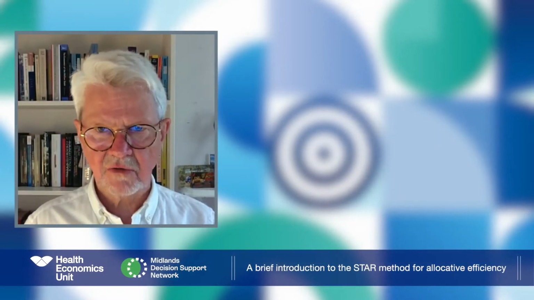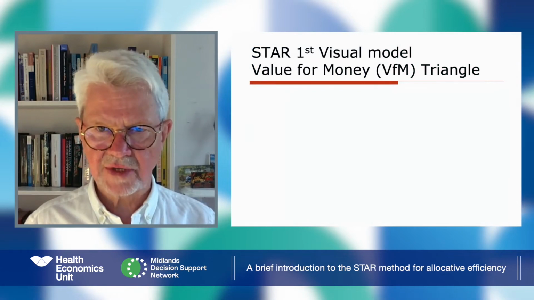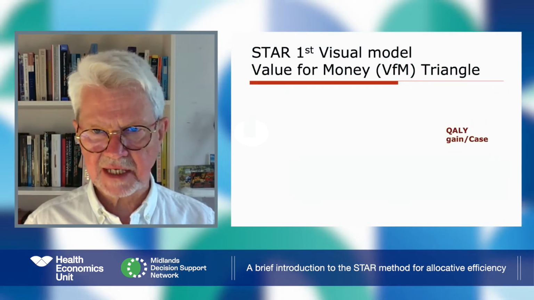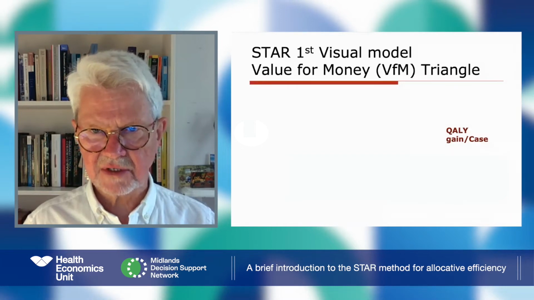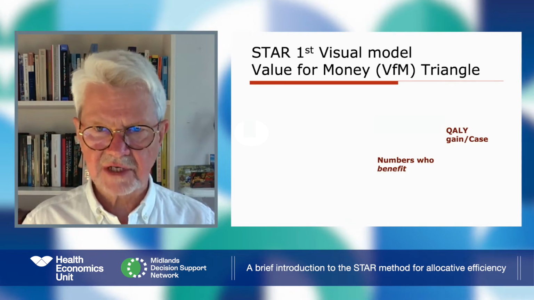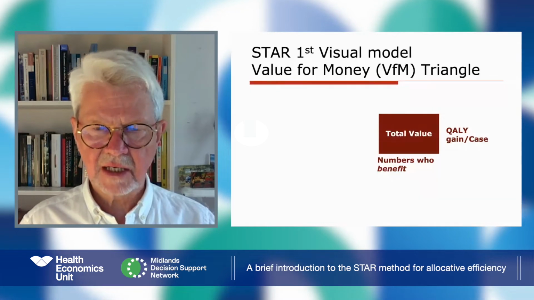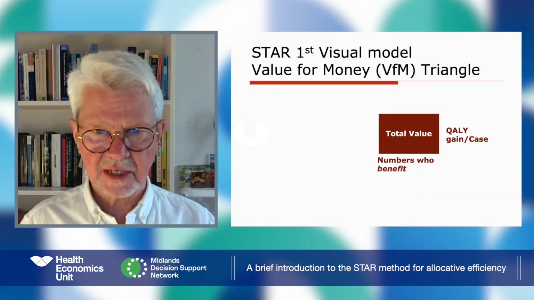And to do that, we've developed two visual models. The first visual model is what we call the value for money triangle. A key element in looking at value in a care pathway, of course, is to work out what value you get from an intervention. To do that, we need to know what the benefit is per case in quality adjusted life years and the numbers who benefit. If we multiply those two together, the average benefit per case and numbers who benefit, we get the total value of that component of the care pathway.